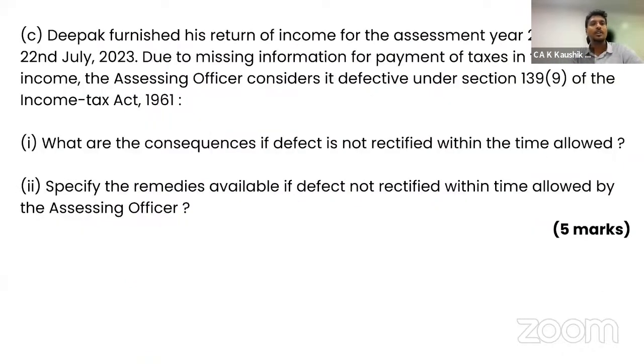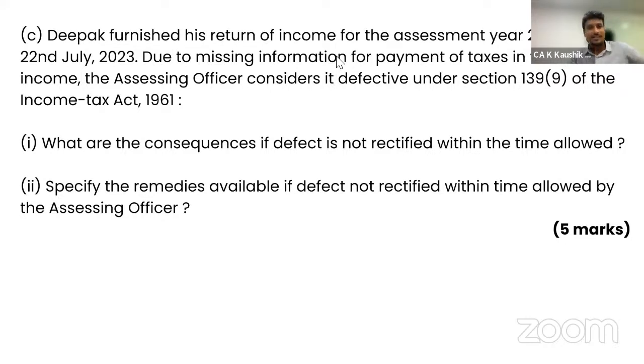Moving to the 4th question, part C. Deepak furnished the return of income for the assessment year 23-24 on 22nd July 23. Due to missing information for payment of taxes in the return of income, the assessing officer considers it defective under section 139(9).